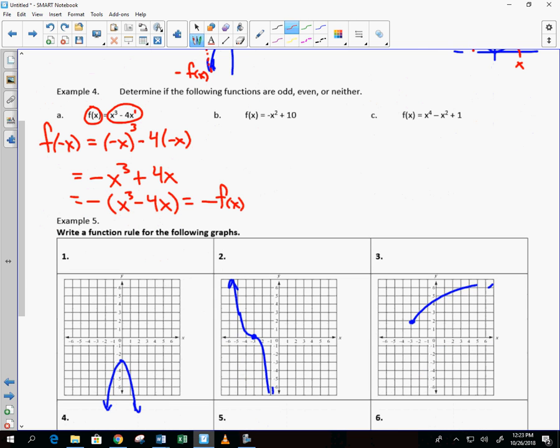Next one, do you think it's odd or even, or neither? Even. If you look, 10x to the 0 power. Anything to the 0 power is 1. So that's why the x does not show up. And so you can see that 2 and 0 are both considered even. Let's show that it's even. We will plug in a negative x, and we get negative quantity, negative x squared, plus 10.